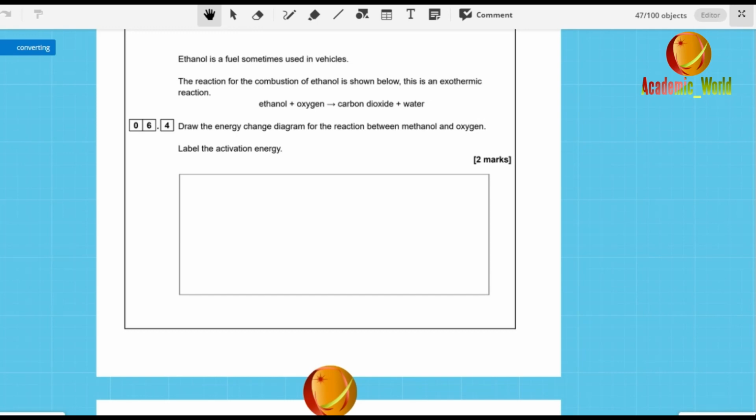Okay, so the reaction between the ethanol and oxygen, you know that it is basically exothermic. So you can say here are the reactants and the reaction profile, here is the products, and that is the activation energy. Okay, you have to indicate that.